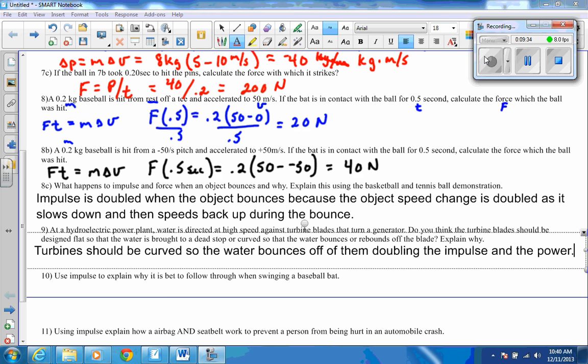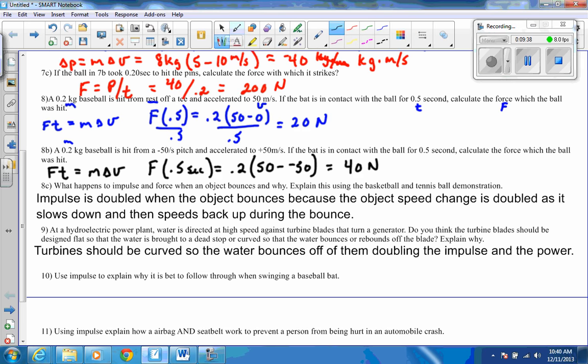So if a turbine on a hydroelectric plant is straight, let's see if I can pathetically draw this here. If I have a wheel and here are the straight paddles, when the water comes in and hits this, the water's simply going to come in, push down on the paddle, and then fall off.